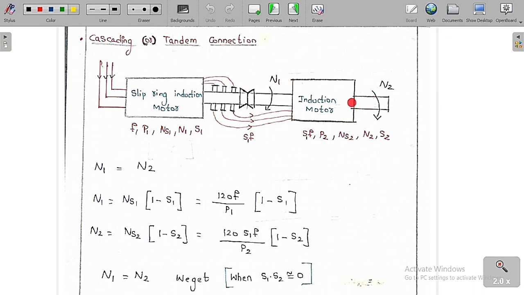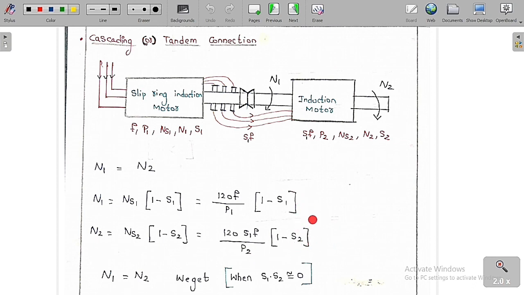But the rotor is the same for both, so both should rotate at the same speed. Therefore n1 is equal to n2. Here n1 is for the slip ring induction motor, so n1 is equal to ns1 into (1 minus s1). Here ns1 is nothing but 120 f by P1, so n1 is 120 f by P1 into (1 minus s1). This is the rotor speed with respect to the slip ring induction motor. Then the rotor speed with respect to the squirrel cage induction motor is ns2 into (1 minus s2). Here ns2 is nothing but 120 times the supply frequency to the stator of this squirrel cage induction motor, s1 into f, divided by the number of poles P2, into (1 minus s2).